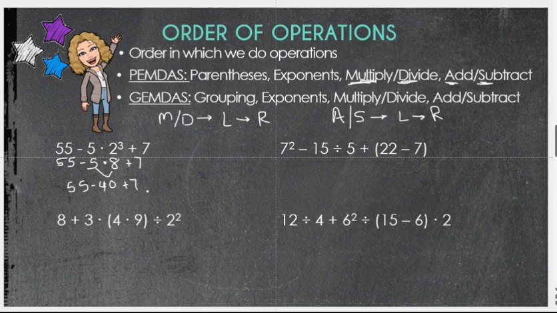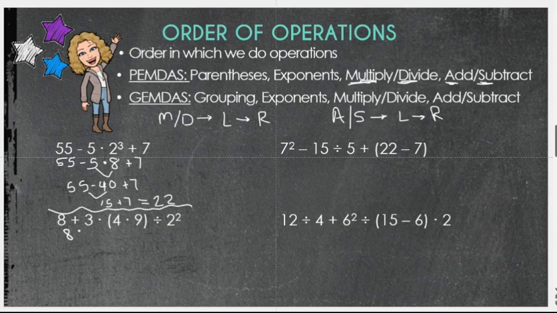Then we add and subtract going from left to right. So we'll start at the left and subtract: 55 minus 40 is 15. And then we will add the 7. And because I don't have room at the bottom very well to write 22, I'm just going to put it to the side. So we add that to get 22. In the next, make a little dividing line here. All right, in the next one, we do have parentheses.